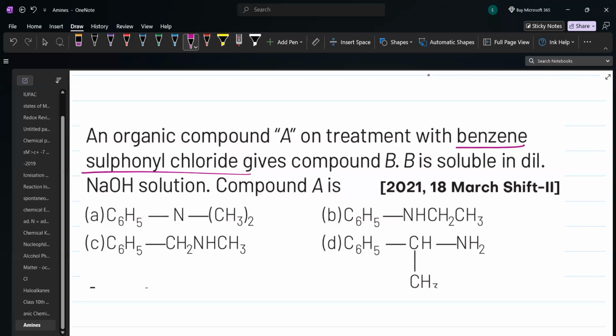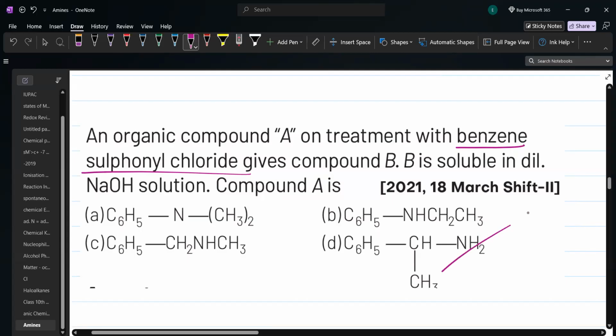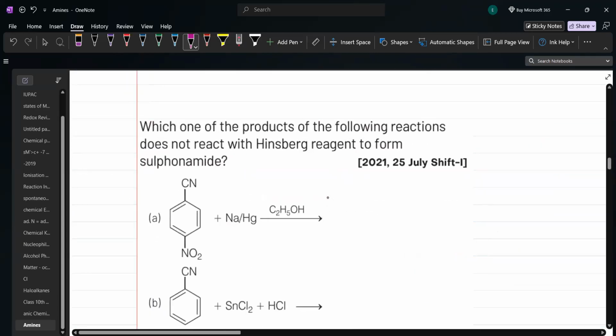Yes, sir. So the answer is D. Why? Because the Hinsberg reagent shows that if the amine is dissolving, then it is a first degree amine. Since it is dissolving, this is the answer. This is a 2 degree, this is a 3 degree, and this is a 2 degree. Right? Okay. Yes, sir. Let's solve this one.